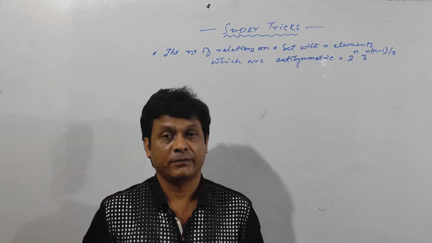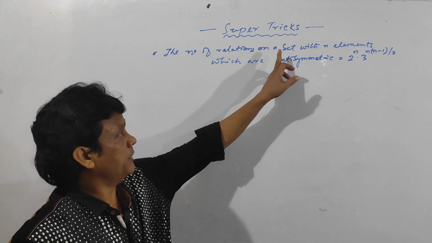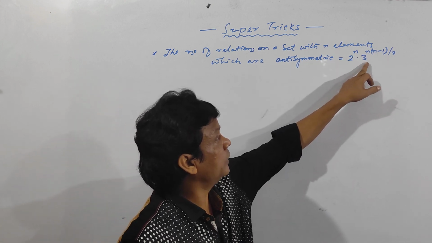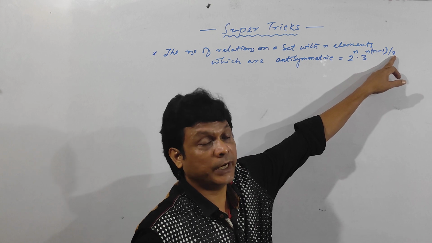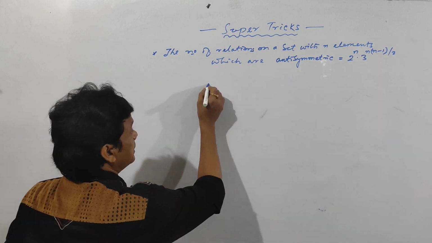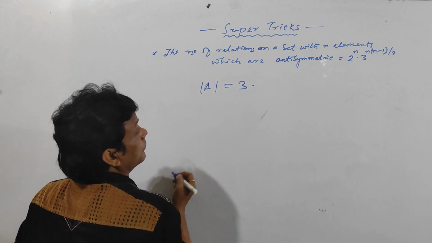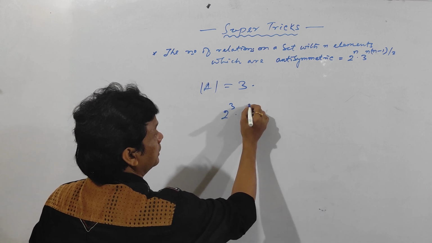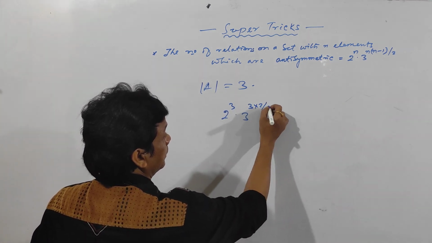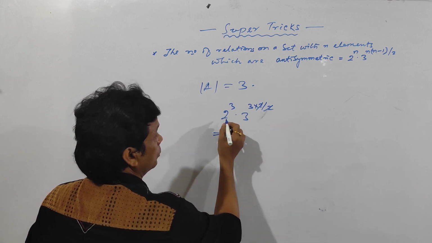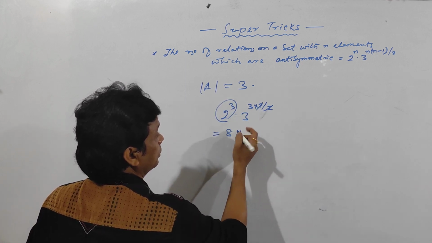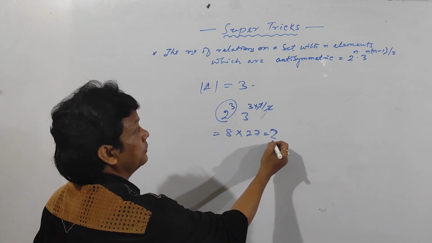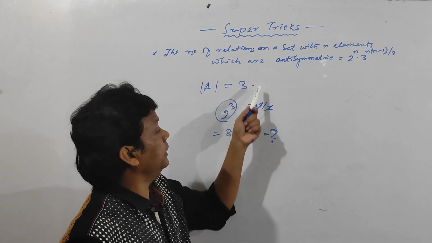Clear? See the third trick. If a set contains n elements, how many antisymmetric relations can you form? 2 to the power n into 3 to the power n into n minus 1 by 2. Here, that means if cardinality of A is equal to 3, then the number of antisymmetric relations is equal to 2 to the power 3 into 3 to the power 3 into 3 minus 1, it is 2, divided by 2. So these two cancel out. So 2 to the 3 is 8 and 3 to the 3 is 27, so 8 into 27. Clear? So this is the number of antisymmetric relations on a set containing 3 elements.